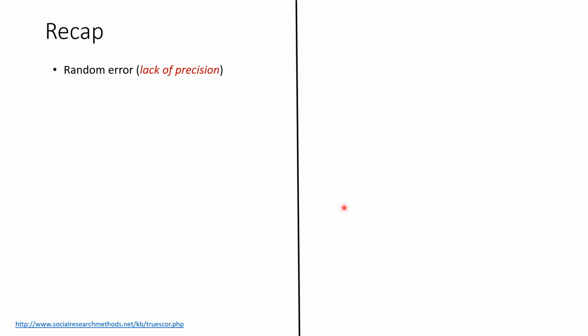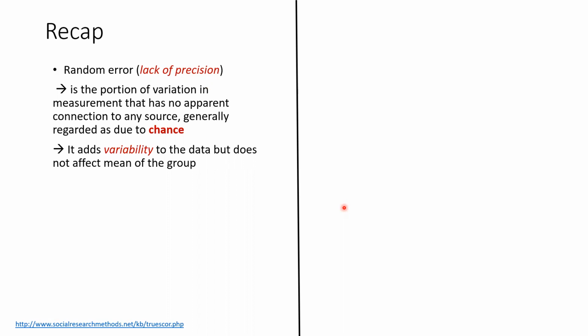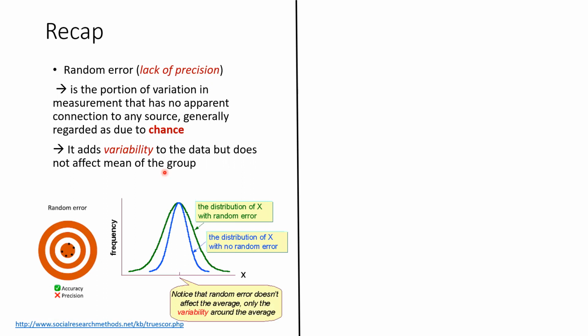So random error, we also call it lack of precision. As you just said, it's a portion of variation in the measurements that has no apparent connection to any source. We usually consider it as due to chance. It adds variability, but it does not affect the mean of the group. A nice illustration of random error would be accurate but not precise. The points would not be next to each other, but the mean would be basically correct, accurate in the center.